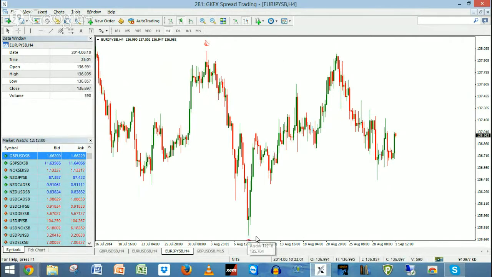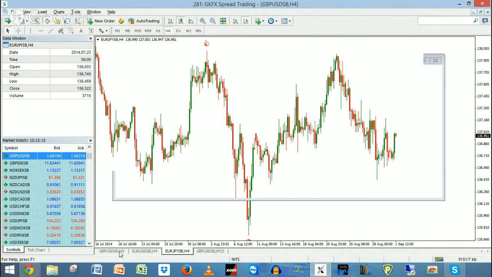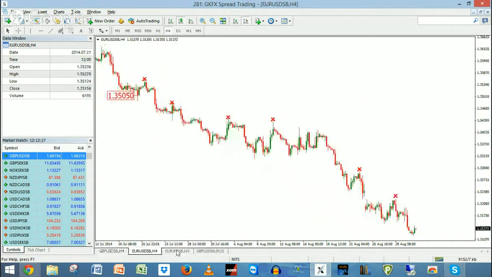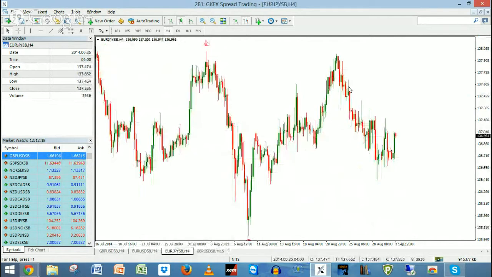And likewise, if this low gets broken on Euro JPY, then the bears are clearly in control. So my short market order is placed down here, and the stop for that is up here. And that's me covered for this Monday morning.